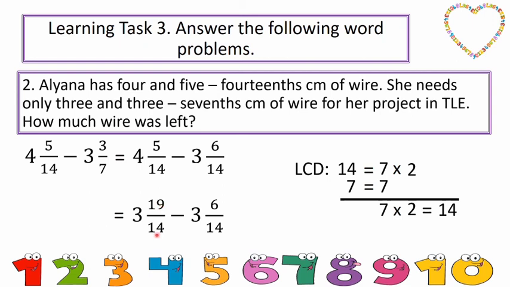So how are we going to do it? We will borrow 1 from 4, so it will become 3. And this 1 is the same as 14 over 14. And 14 over 14, add it to 5 over 14, so it will be 14 plus 5, 19. Then the denominator is 14. So we now have 3 and 19 over 14 minus 3 and 6 over 14. So we have 19 minus 6, which is equal to 13, then copy the LCD, which is 14. And 3 minus 3 is already 0. So the answer is 13 over 14 centimeters.